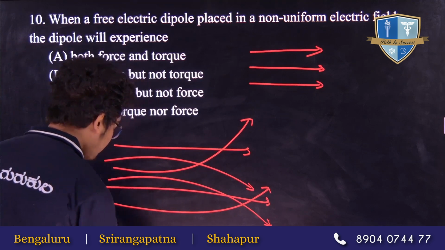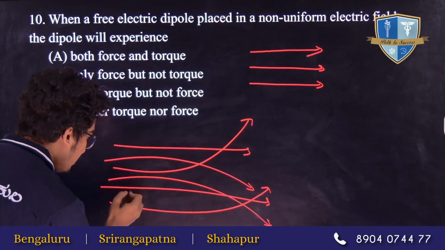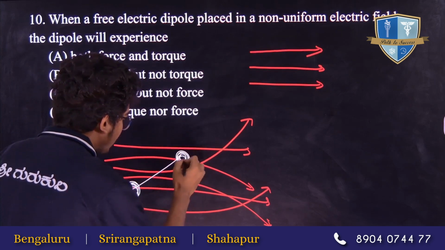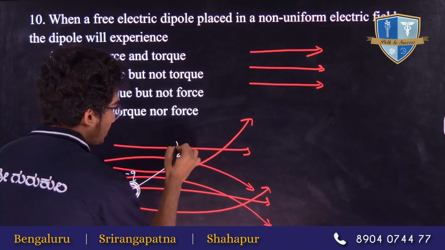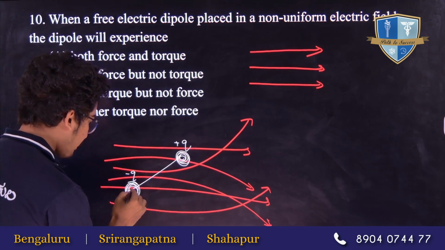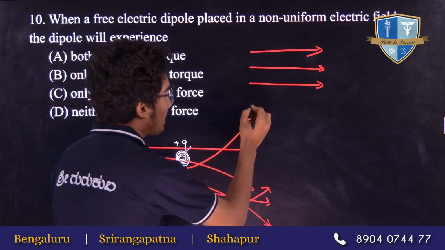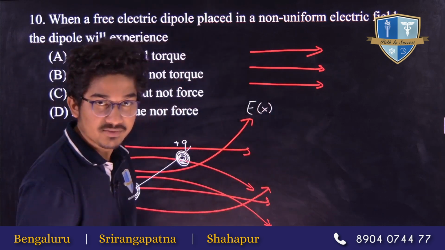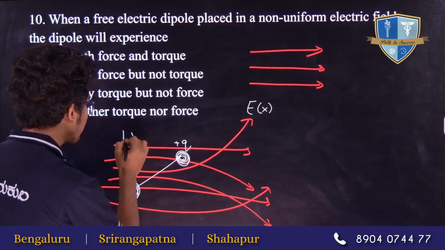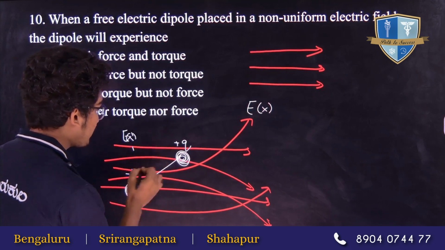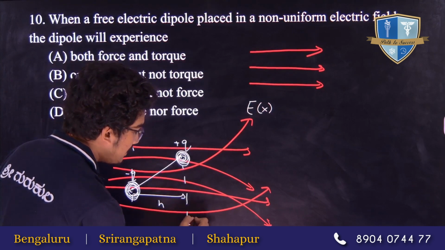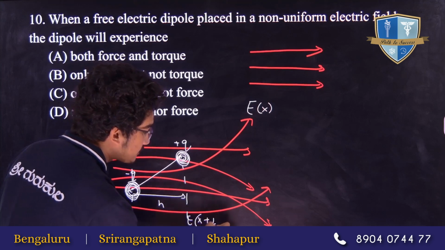And a dipole is placed in this kind of electric field. So let's place a dipole in this electric field. This is our negative charge and this is our positive charge, so this is minus q and this is plus q. Let's suppose the electric field is varying with x, it is a variable electric field, that's why it's non-uniform. Suppose the electric field at this point is E of x. Let's suppose this is h distance, so the electric field here will be E of x plus h, correct?